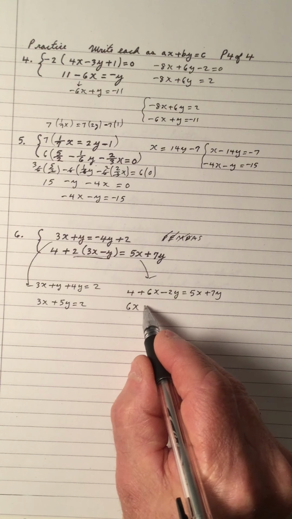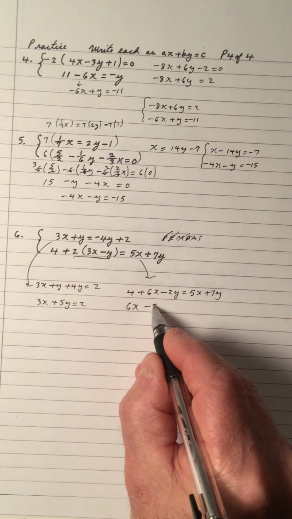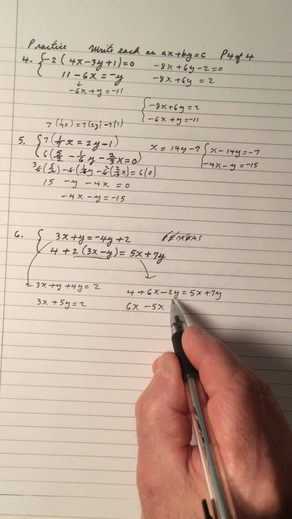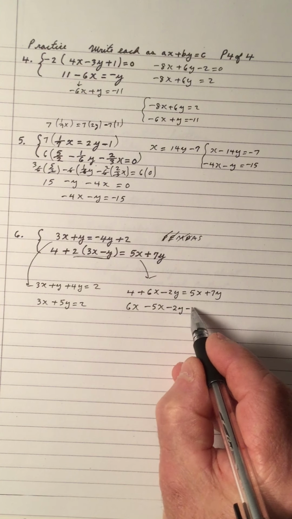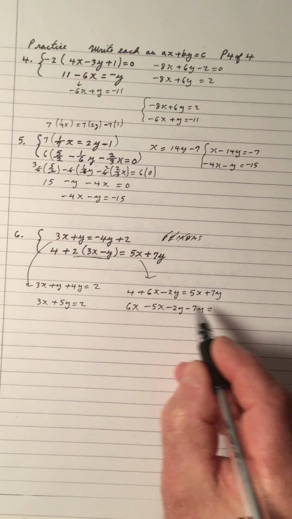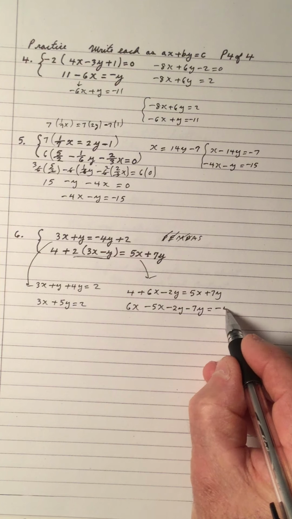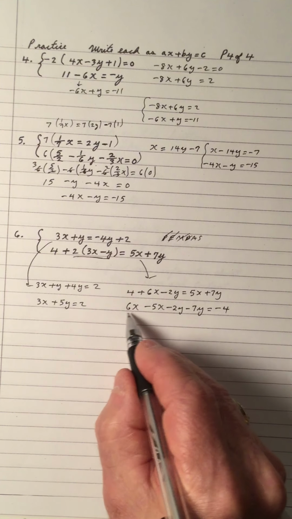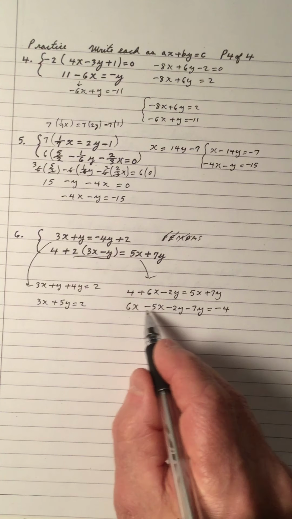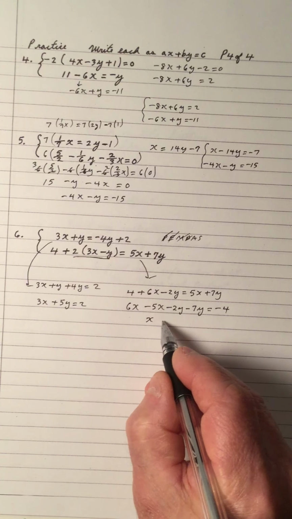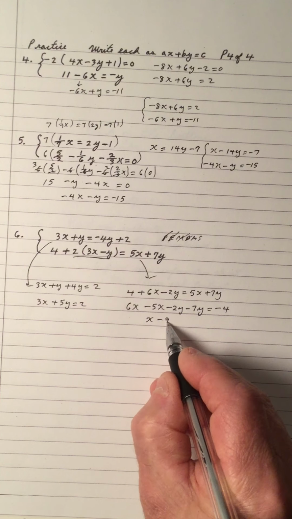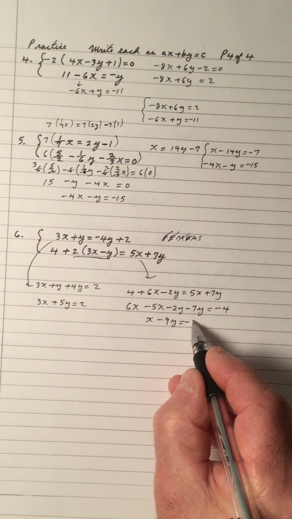6 is okay, 6x. 5 becomes a negative when you move it. The 2y is okay, negative 2y is okay. 7y moves over to become a negative. And the constant 4 moves to the right, becomes negative. Now, since I have them all in order, 6 subtract 5 is 1x, that's a 1 there. Negative 2, negative 7 is negative 9y equals negative 4.